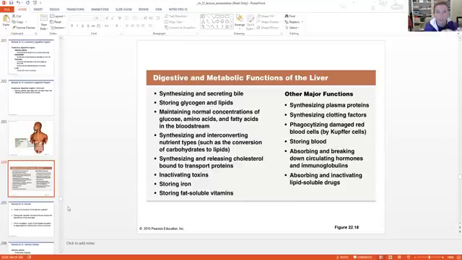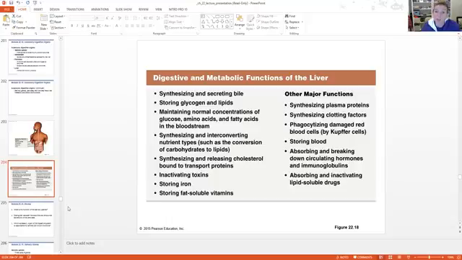Digestion is having to do with the chemical breakdown of the food itself and the absorption. The metabolism aspect, that's having to do with enzymes and chemical reactions and the way that your body processes the nutrients that have been broken down by our digestive tract. So some of the things that our liver does is secrete bile. Synthesizing and secreting bile, that's a digestive function.